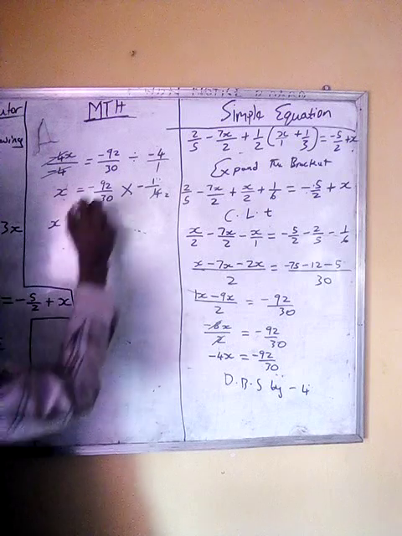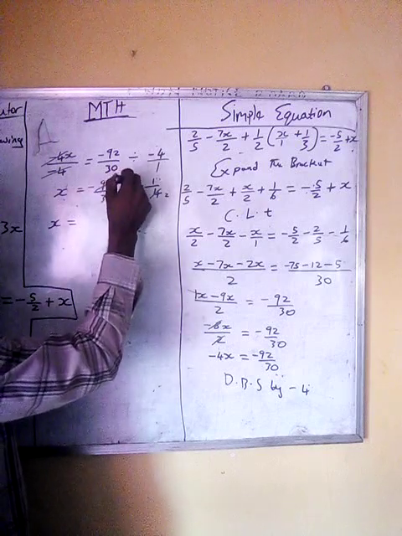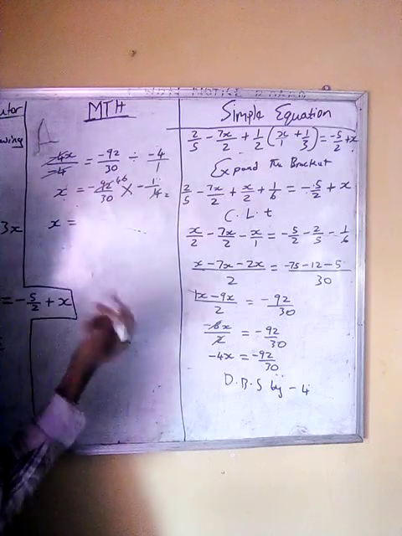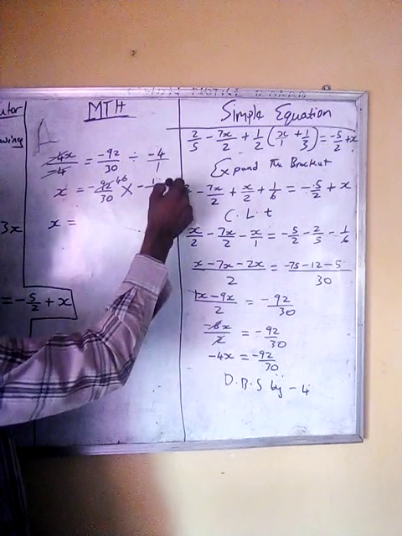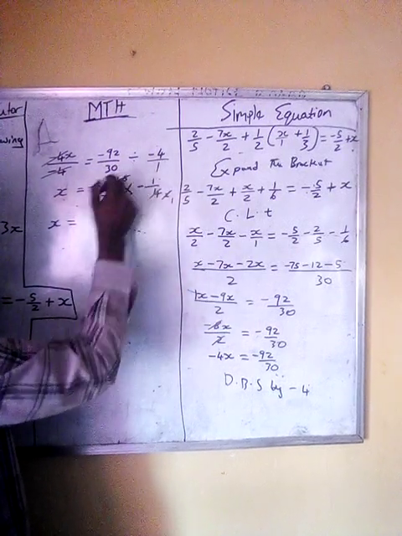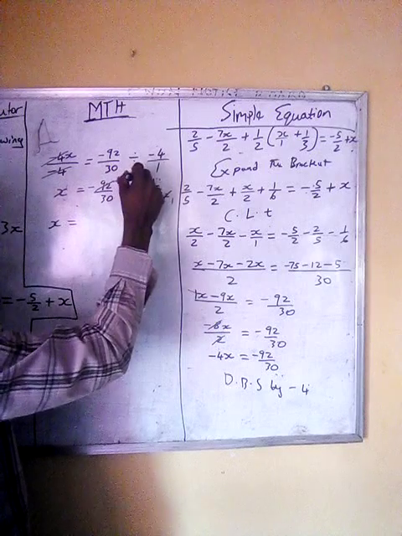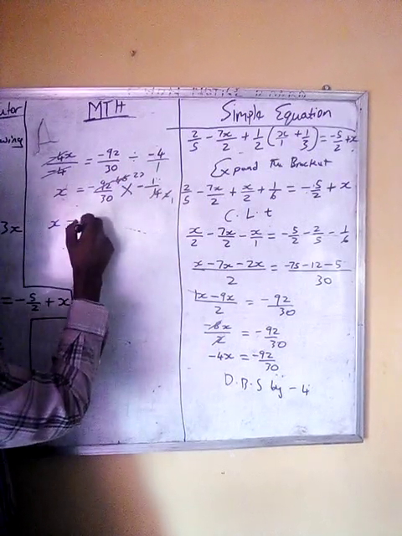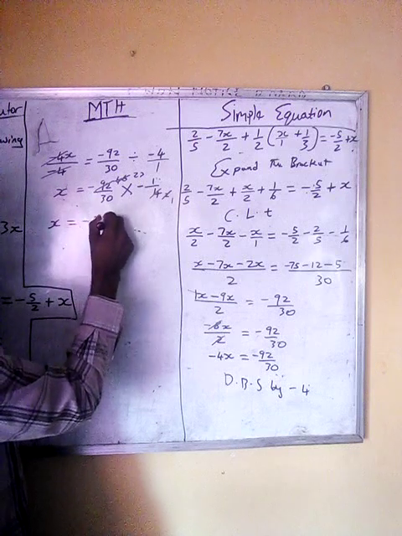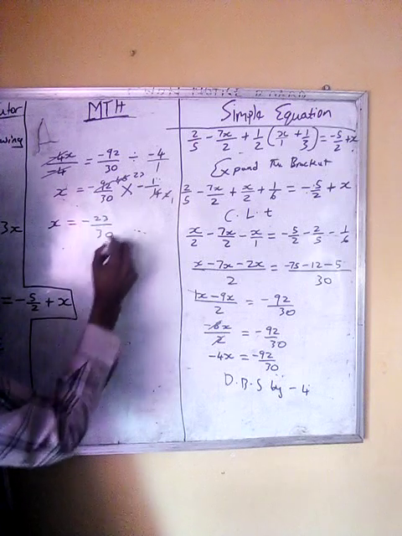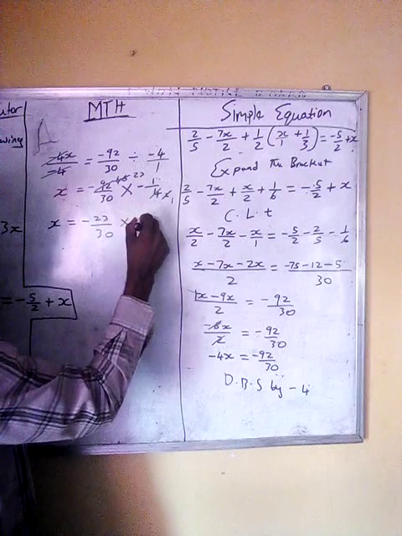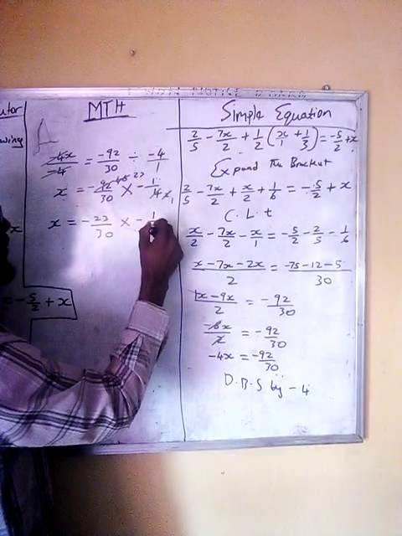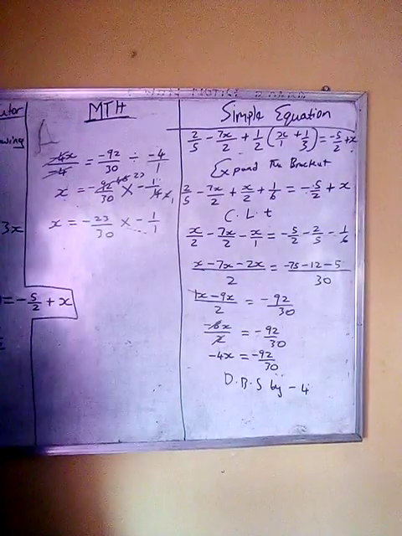92, which is what? 2 can divide 92, which is 46. Okay, 2 can also divide 2 himself with 1. 2 divided by 46 is 23. So therefore this is equals to -23 all over 30 times -1 over 1. Are you guys still with me?